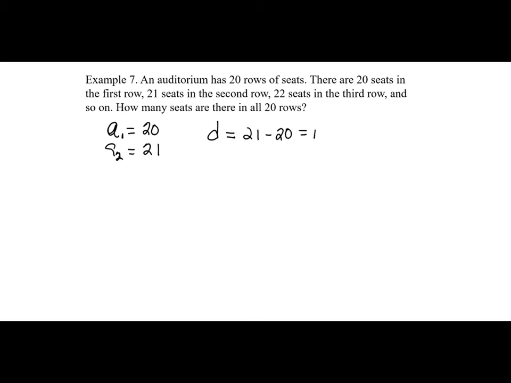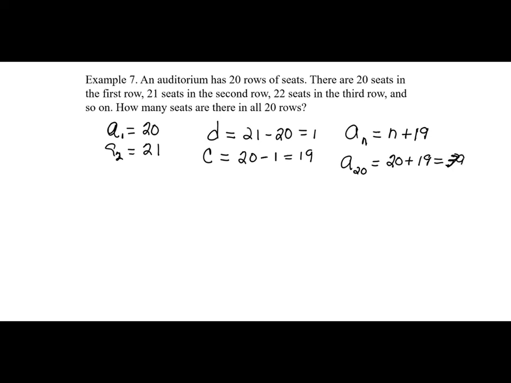So now what I'm going to do is find my c so that I have an equation for the 20th row. So here I have c is equal to my first term, which is 20, minus my common difference, so I get 19. My equation is going to be a sub n is equal to 1 times n plus 19. With this information, I can find how many seats are in the 20th row so that I can find the sum. So I'm going to say a sub 20 is equal to 20 plus 19. So the last term of the sequence is 39.